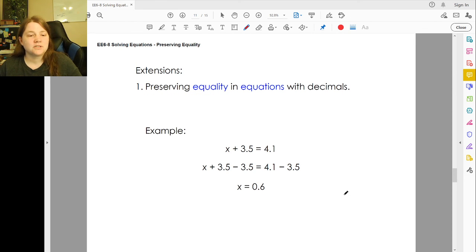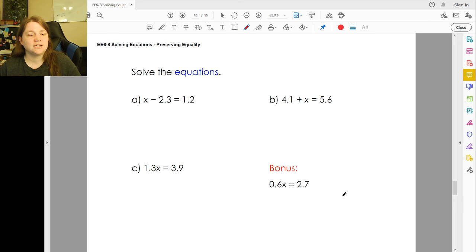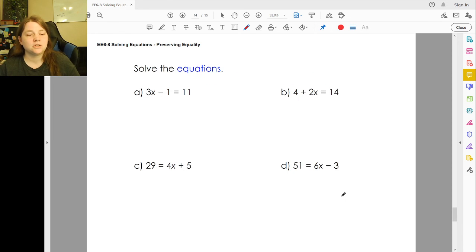You can also do this with decimals. I'm going to let you guys take a look at these. If you want to try them, you are welcome to.